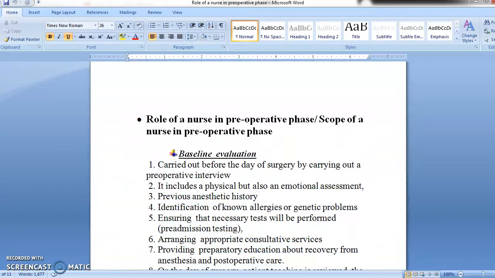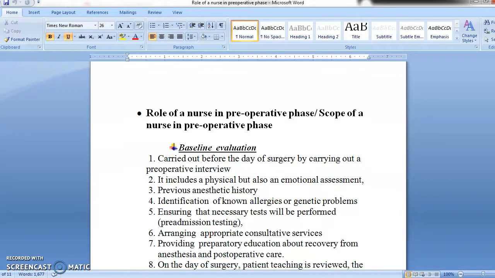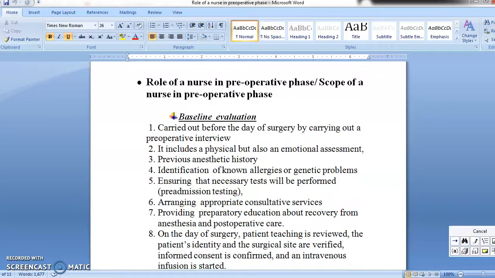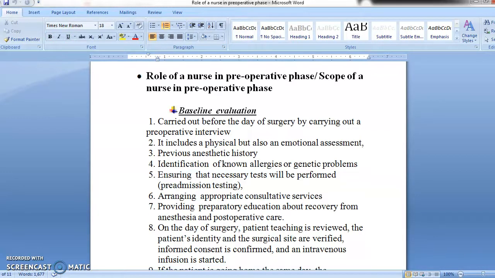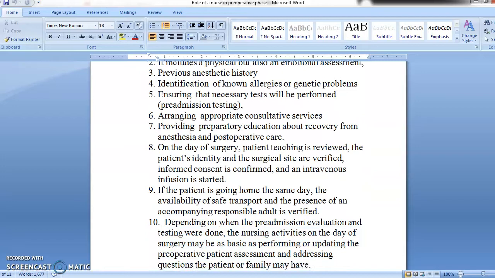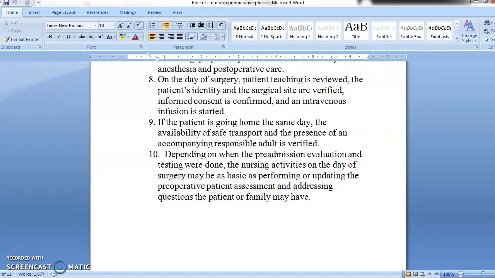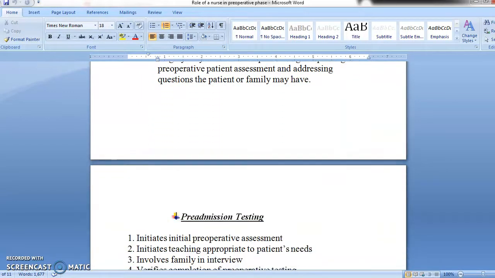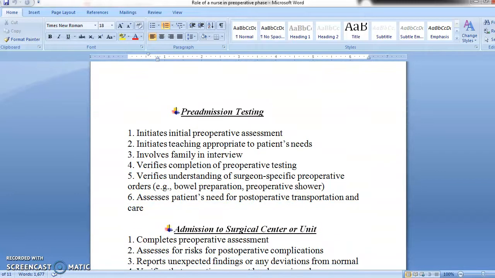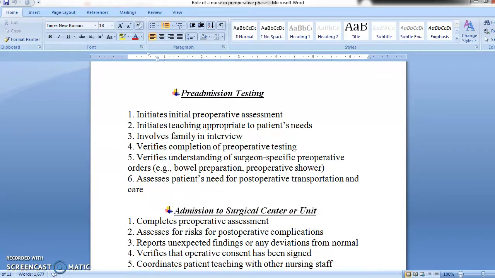So these are the various roles of a nurse in the preoperative phase. Baseline evaluation, pre-admission testing.